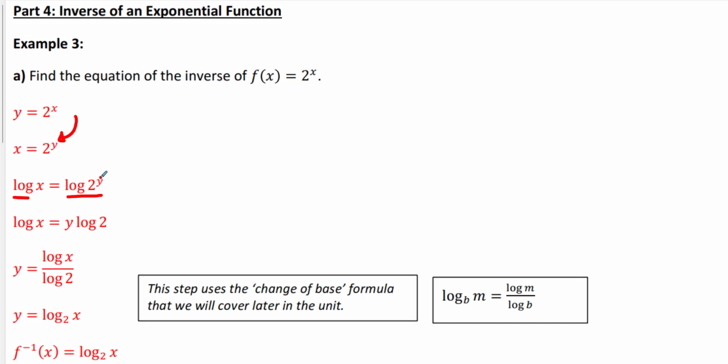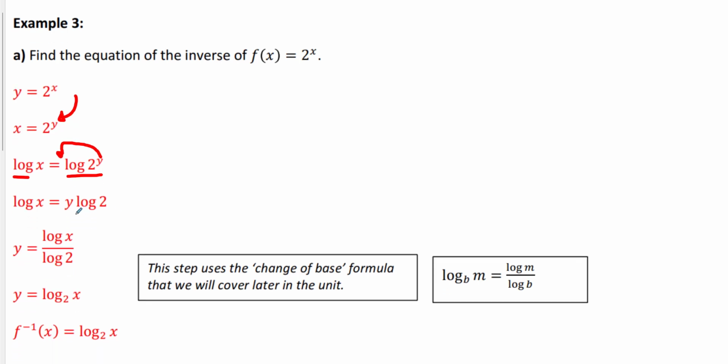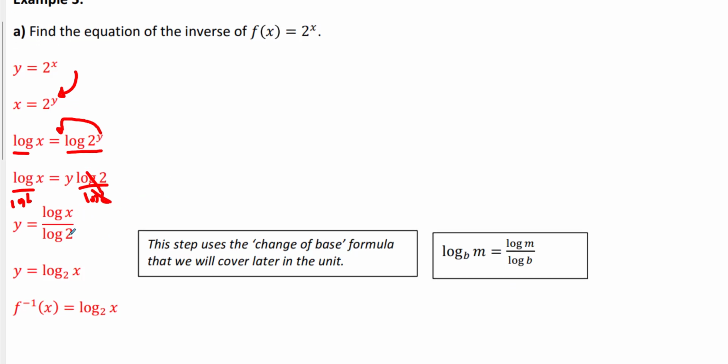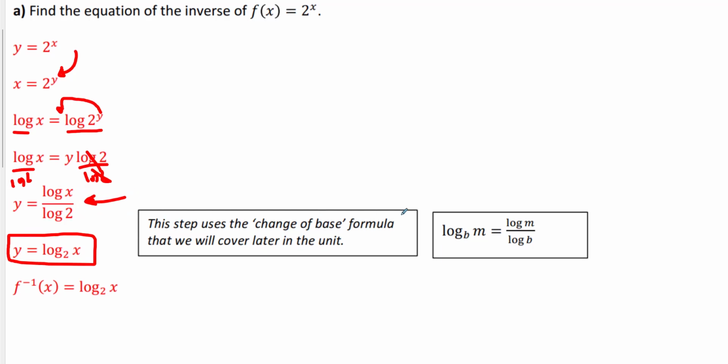And remember, anything that's an exponent can be written in front of that log. So log 2 to the power of y becomes y log 2, and you just divide both sides by log 2 in this case. And y is equal to log x over log 2. They also did this, which is an extra step. You can leave it like this, because log 2 is just a number, and you could just figure it out this way. But this is very important, and this is called the change of base formula.